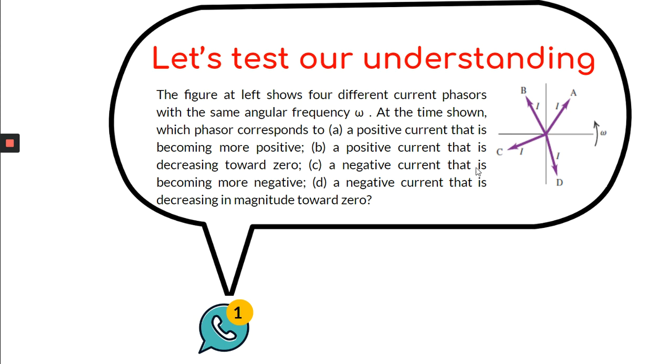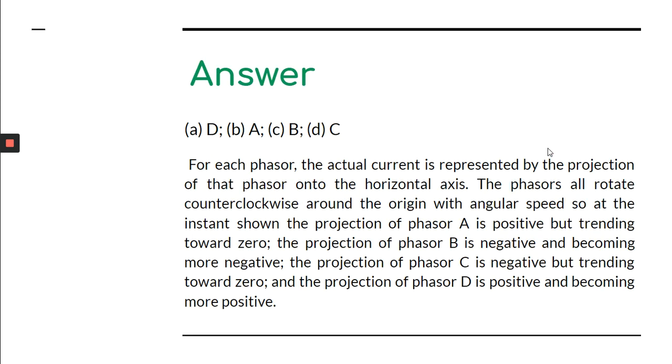A negative current that is decreasing in magnitude towards zero. This is C, because this is a projection. It is rotating along this side. So gradually it becomes less negative and then becomes zero. This is the answer. First is D, then A, then B, then C. Okay.